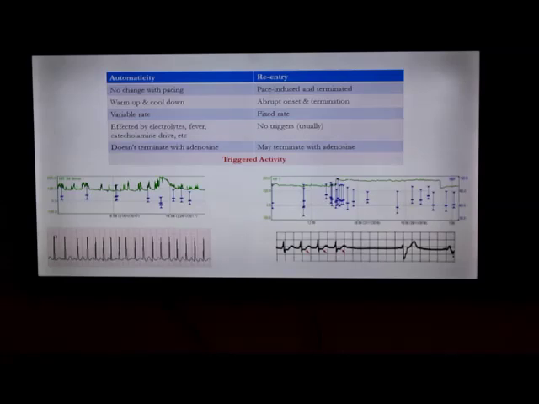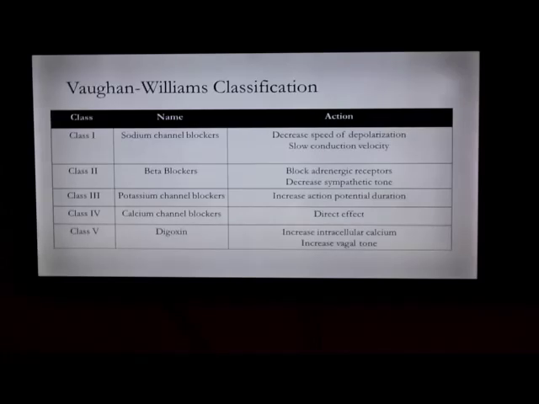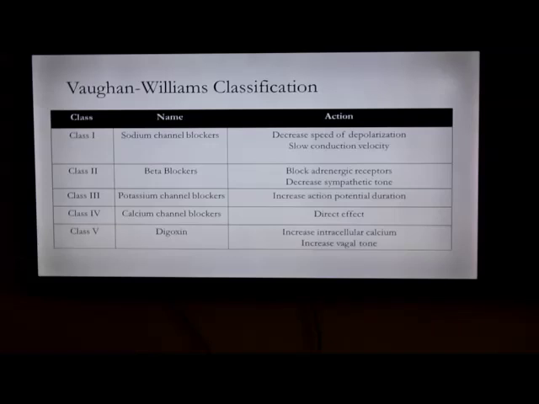Let's move on to the next one. Okay, antiarrhythmic therapies. They are classified according to which channel they block, the action of the antiarrhythmics, and the classification into classes is based on the Vaughan Williams classification. It's classically 4, but some people added a fifth class and put in it everything that is not in the first four.